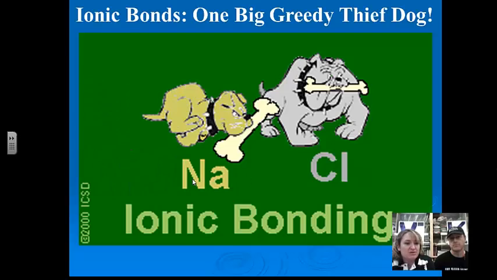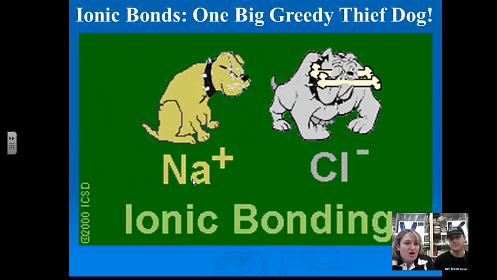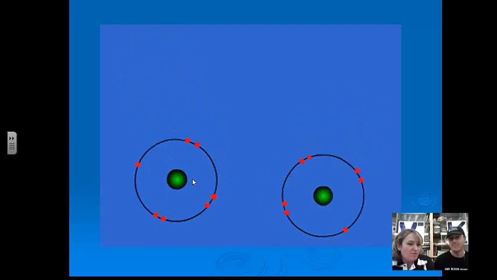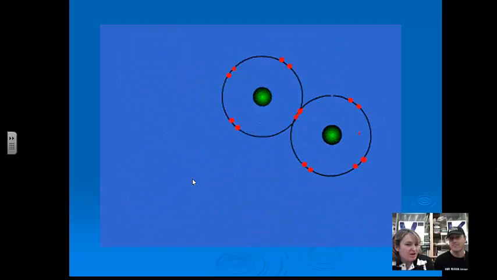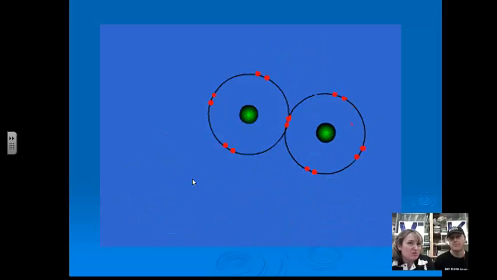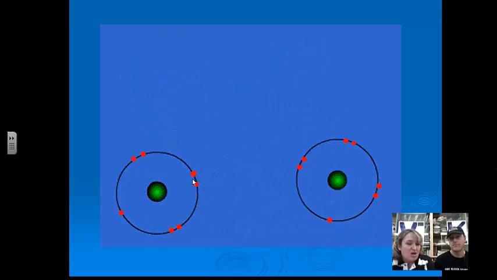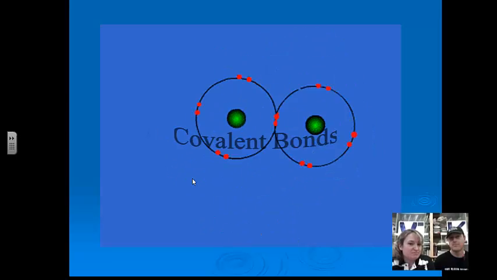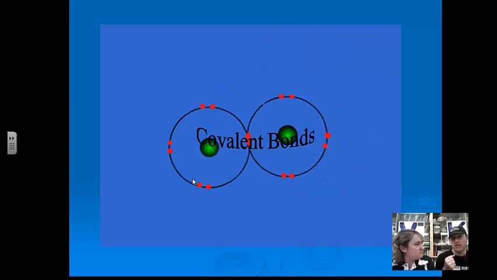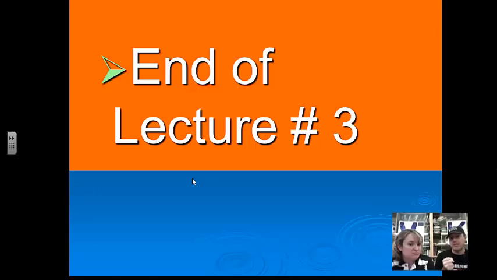They're sharing electrons. So here we have ionic bonds, which was one dog stealing the bone from the other. But covalent bonds, they share electrons. And so they both get to count that electron in their outermost ring and make it work together. And the covalent bonds tend to be stronger because of that. They're both kind of hanging on to those electrons together.